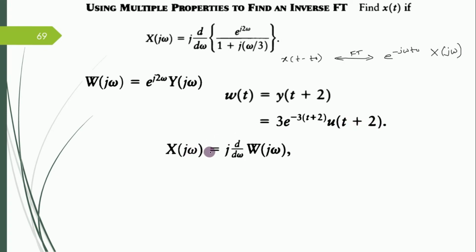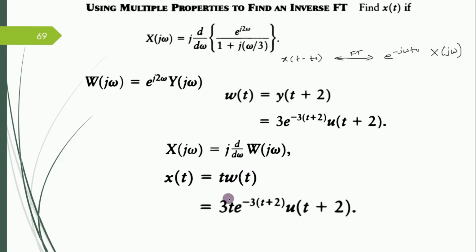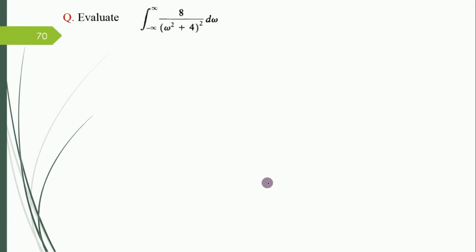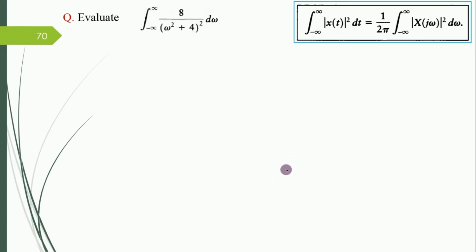Now I go for X of j omega. X of j omega is j into the differentiation of W of j omega. Using the differentiation property, I get x of t equal to t into w of t. So t into w of t is already known, and t will occur in this component. So your answer is done. This is how you need to solve using the properties.